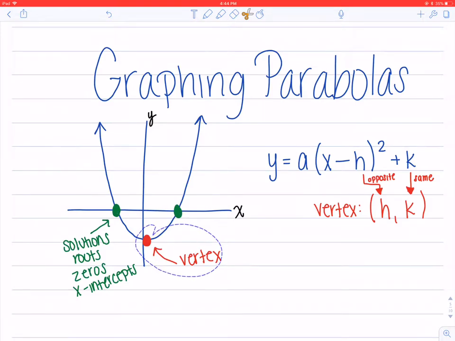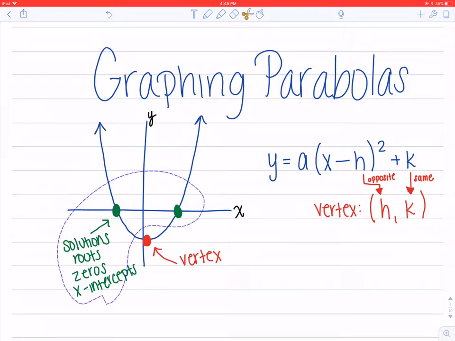The way you find the vertex is, if a quadratic is in vertex form, which is this, then the vertex is the point (h, k). Notice from the formula that it is switching, because h is negative in vertex form and positive in the actual vertex. k, however, doesn't change. So h is the opposite, k is the same.